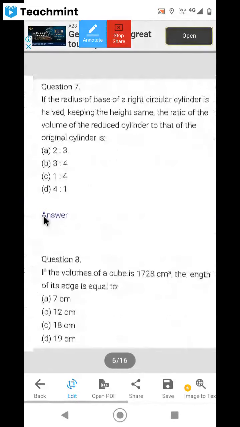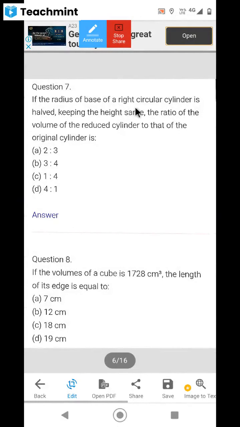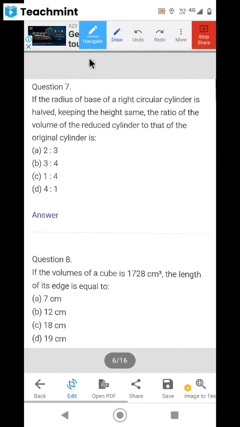7th question. Please try this. If the radius of base of right circular cylinder is halved, okay, radius is made half, keeping the height same, the ratio of the volume of the reduced cylinder to that of the original cylinder. First you have to consider reduced cylinder, okay? Fine. So reduced cylinder, reduced means radius is made half, no? So that is like a reduced cylinder.